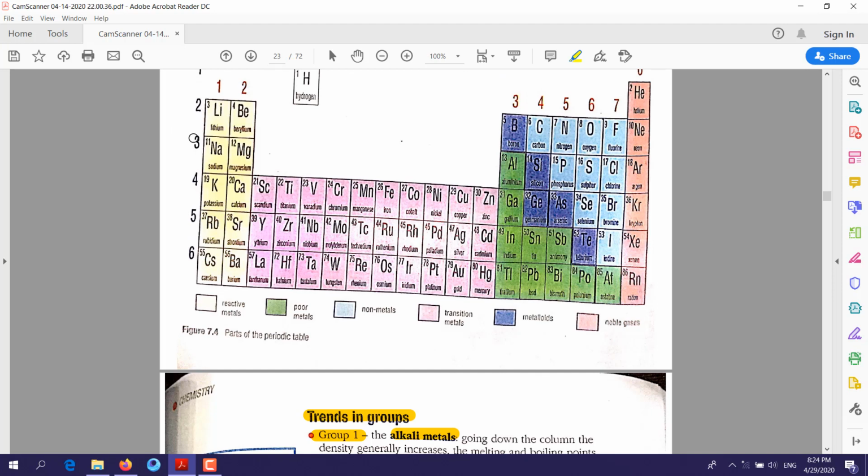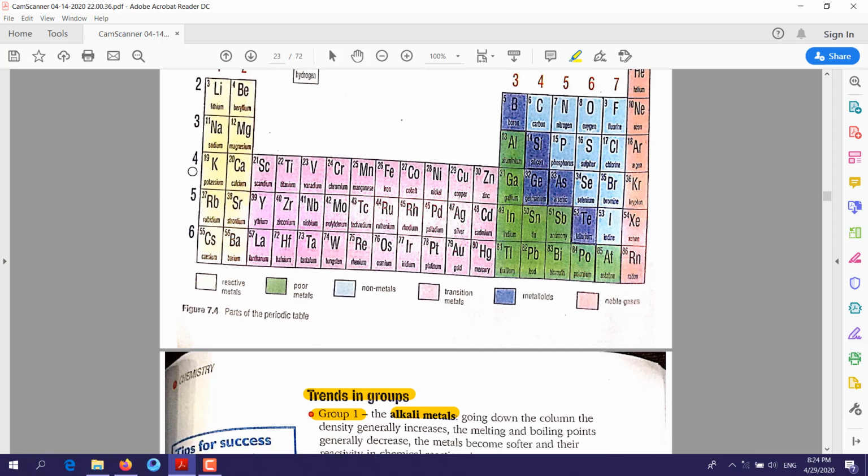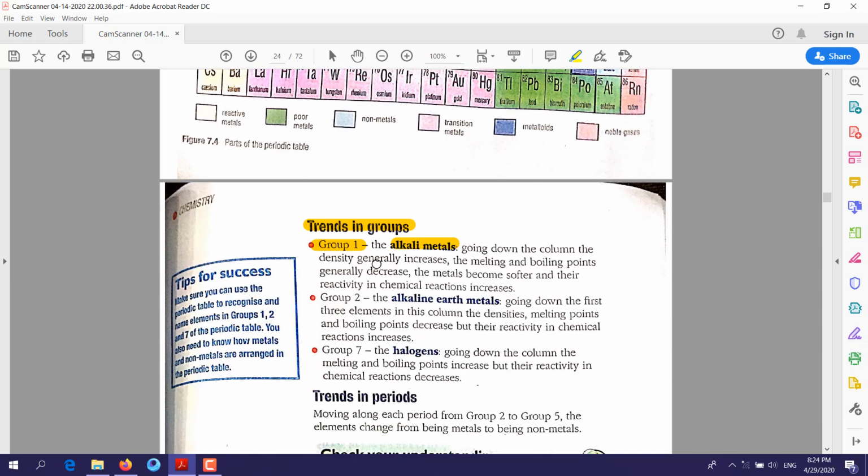Now, if you have a question that says which one is more reactive, this one or this one, of course it will be this one, because the trend in group number one says that as much as you go down, the density will increase, the melting point and boiling point will decrease, it will be softer, and its reactivity will increase.